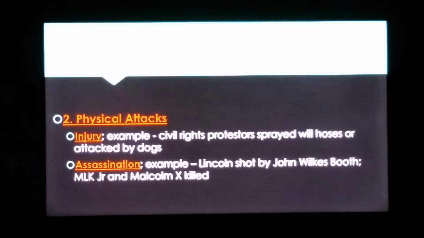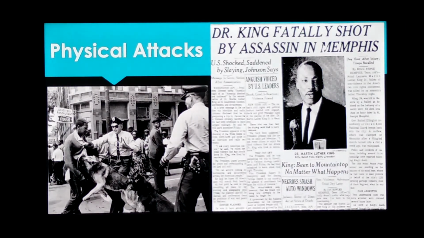Mahatma Gandhi gets assassinated. Bobby Kennedy gets assassinated, even though he doesn't really belong with those other names because he wasn't as important as them. But lots of political figures, lots of social political figures or protest leaders get shot, as we'll see throughout history. So, on the left, police dogs attacking a nonviolent protester. On the right, headline, I don't know which magazine this is from, although it looks a lot like the New York Times: Dr. King fatally shot by assassin in Memphis.